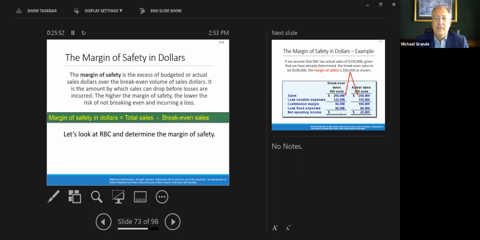Explain its significance. The margin of safety is the excess of budgeted or actual sales dollars over the break-even point in sales dollars. It is the amount by which sales can drop before losses are incurred. The higher the margin of safety, the lower the risk of not breaking even or incurring a loss. Margin of safety in dollars equals total sales minus break-even sales.